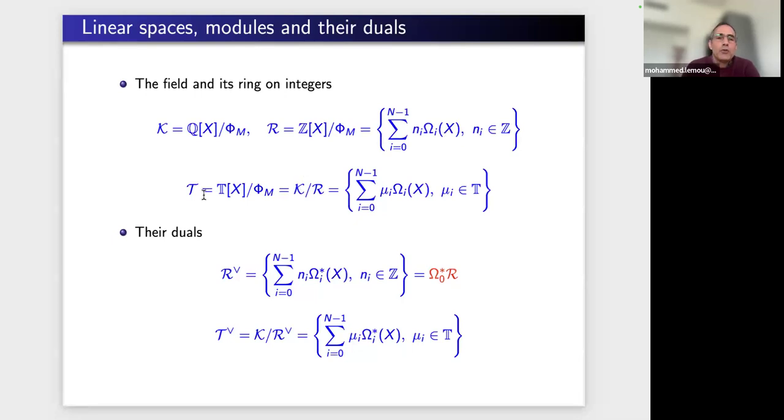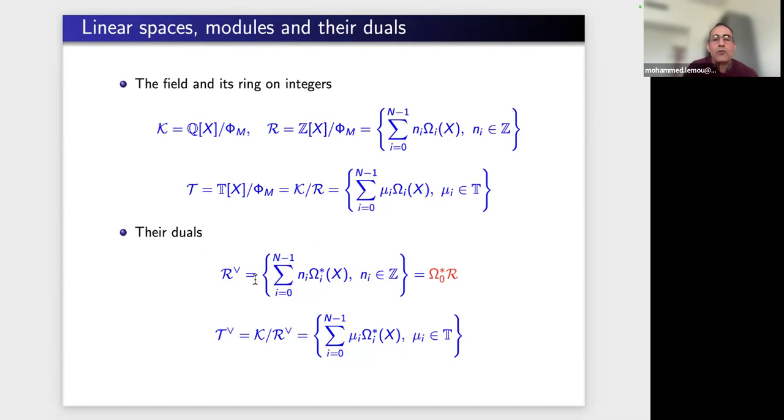We can define the torus, the polynomial torus. What is the polynomial torus? It's just, as usual, the polynomials t of x, and we take the quotient by phi m. It is the same as the field K quotiented by R, and this is how we will deal with it in practice. It's just the linear combination of omega I where the coefficients are in the torus.